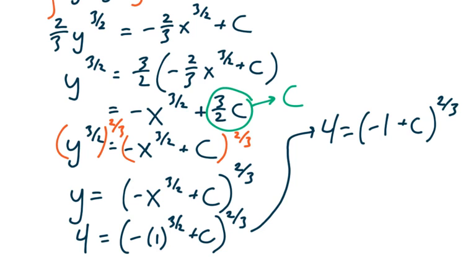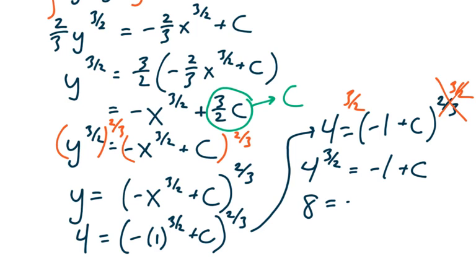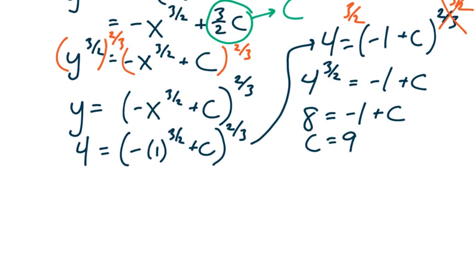This is a little tricky. We're going to have to raise both sides again to the 3/2 to clear out that exponent. So I get 4 to the 3/2. I'll give you a second to think about that without a calculator. Equals negative 1 plus c. 4 to the 3/2. You got it? It's 8. All right. I think we're good to go. We got our c value.